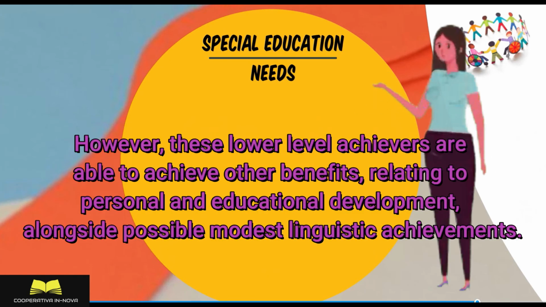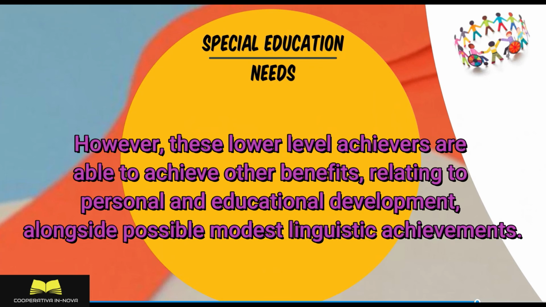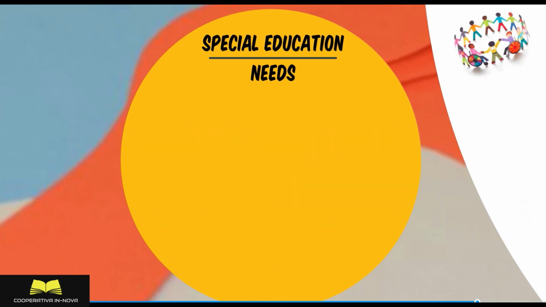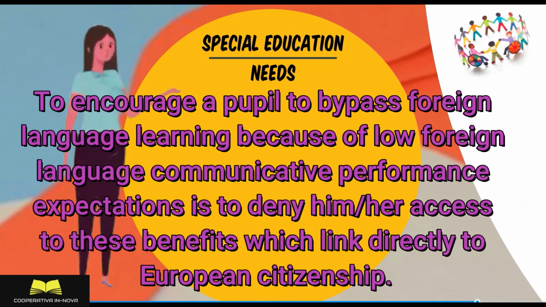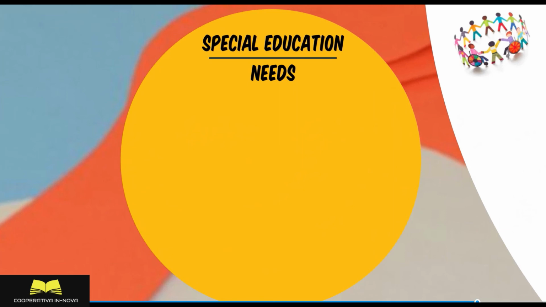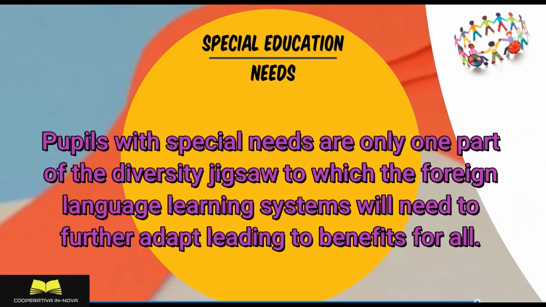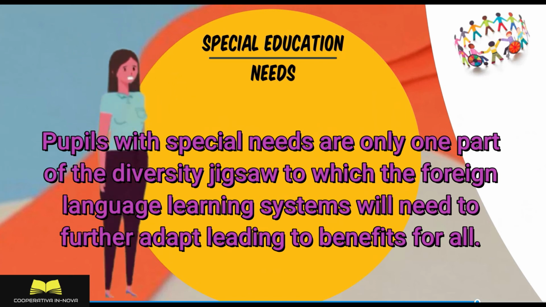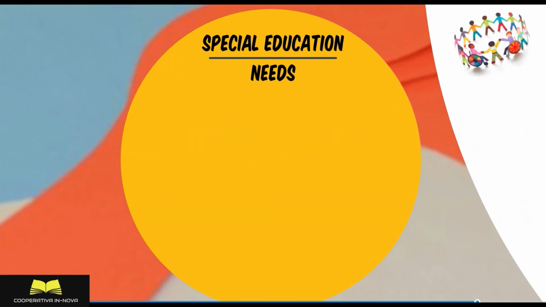However, these lower-level achievers are able to achieve other benefits relating to personal and educational development, alongside possible modest linguistic achievements. To encourage a pupil to bypass foreign language learning because of low foreign language communicative performance expectations is to deny him/her access to these benefits which link directly to European citizenship. Pupils with special needs are only one part of the diversity jigsaw to which the foreign language learning systems will need to further adapt, leading to benefits for all.